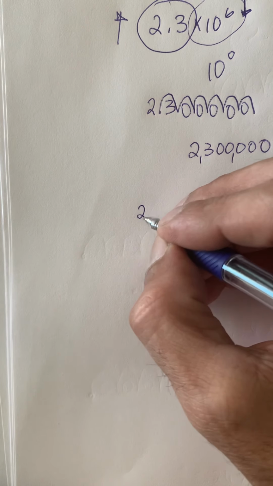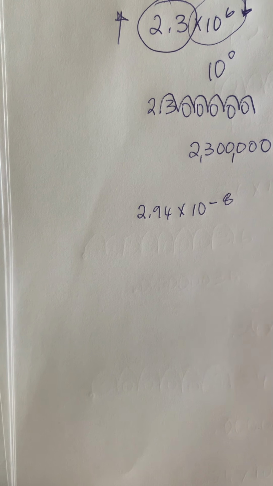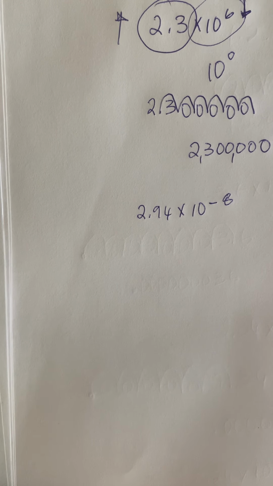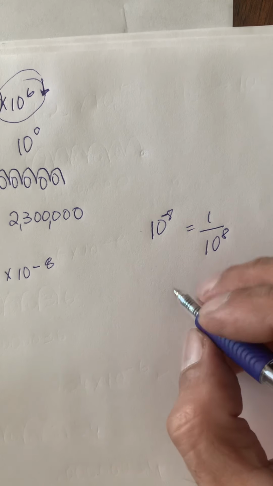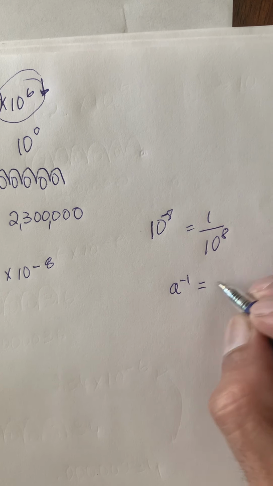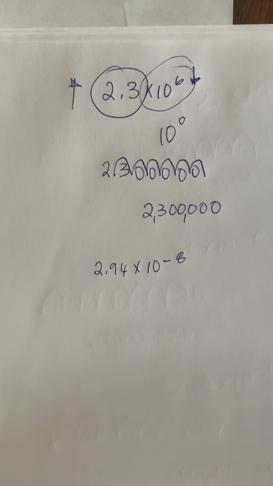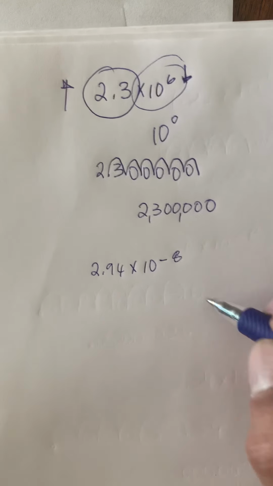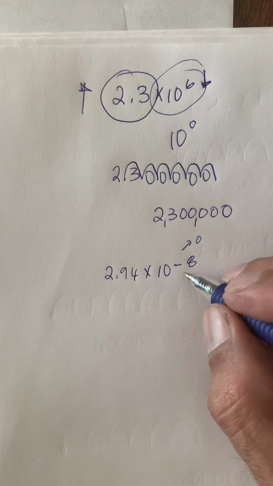Let's see, we have 2.94 times 10 to the negative 8. Tiny, tiny number. Remember, 10 to the minus 8 is the same as 1 over 10 to the 8th, if you guys recall from algebra, where a to the minus 1 is 1 over a. Okay. So, this being a tiny number, I need to make it bigger. I need to make the negative 8 become a 0. So I've got to add 8 there.